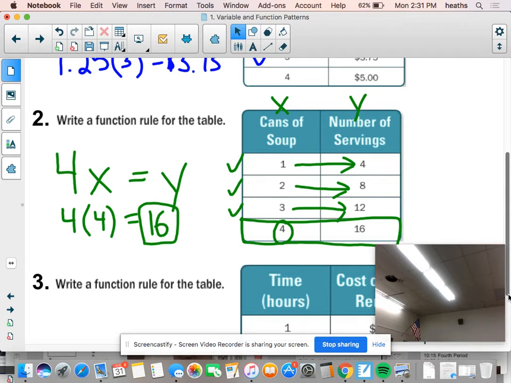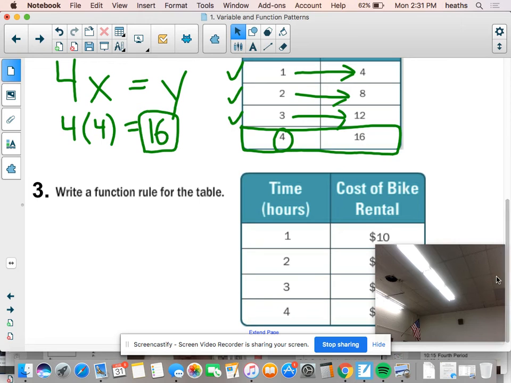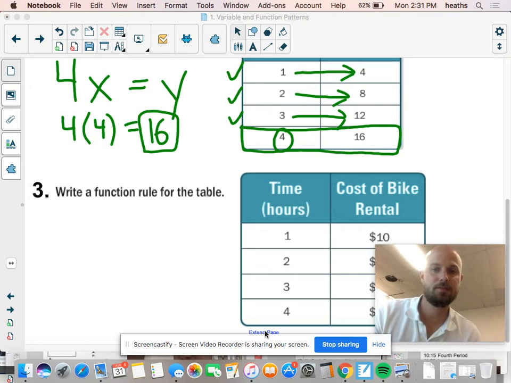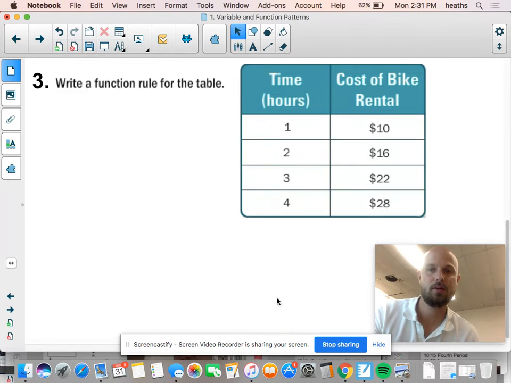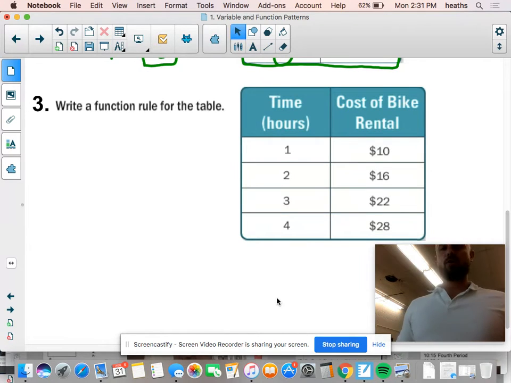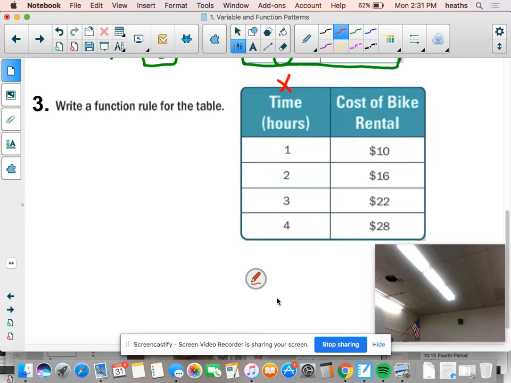Okay. Let me scroll down once, and we are going to finish. Sorry, let me extend this page if it'll let me. There we go. Okay, so this one's a little bit trickier, but that's okay. We're going to walk through it. So we have time in number of hours, which is going to be our X value, or our input. And then we have the cost of bike rental. And we see here that it's 10, 16, 22, and 28. But that's going to be our Y.